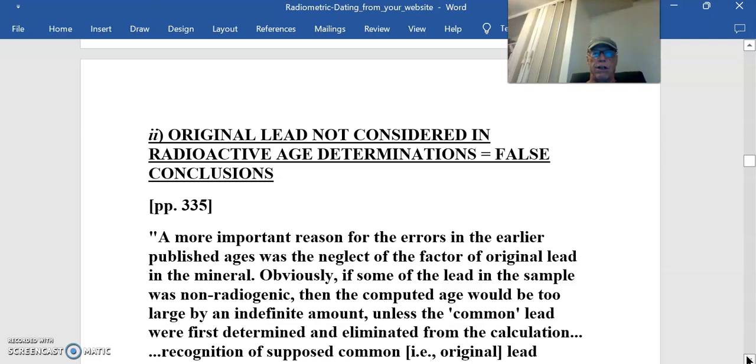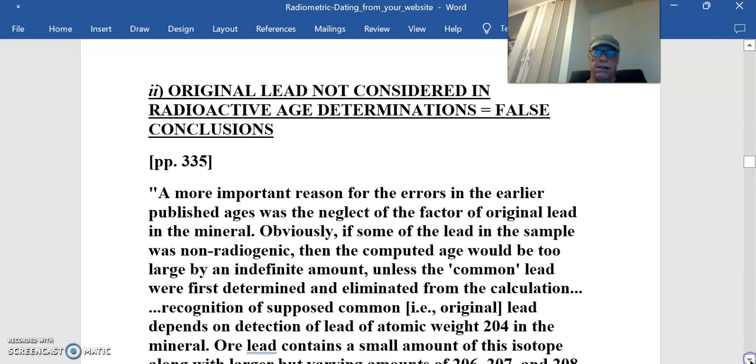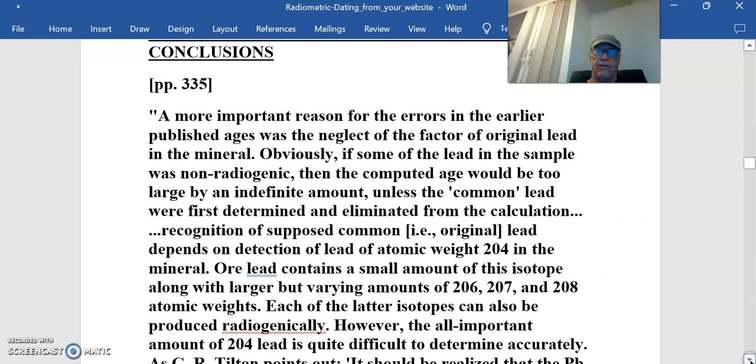A more important reason for the errors in the early published ages was the neglect of the factor of original lead in a mineral. Obviously, if some of the lead in the sample was non-radiogenic, then the computed age would be too large by an indefinite amount, unless the common lead were first determined and eliminated from the calculation. Recognition of supposed common original lead depends on detection of lead atomic weight 204 in the mineral.